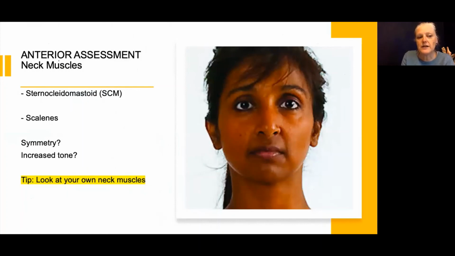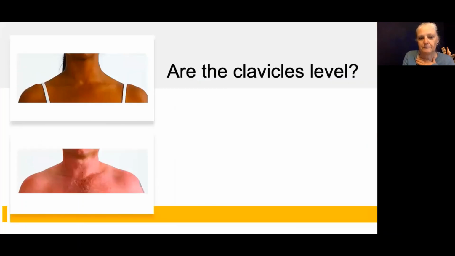But some things to look at are the sternocleidomastoid muscles. Do they appear to be prominent as they come down onto the sternum? The scalenes, I'm going to show you a picture of scaling of the clavicles in a minute. And ask yourself, is there an increased tone? So when you look at yourself in the mirror, go and take a picture of yourself in the mirror, and do the muscles on your neck look the same on both sides? Are they more toned on one side than the other?